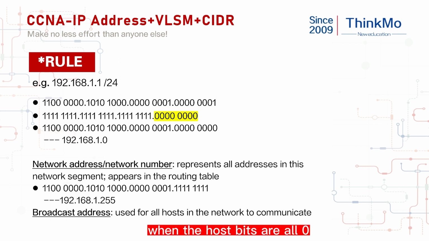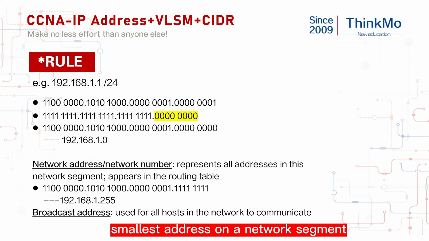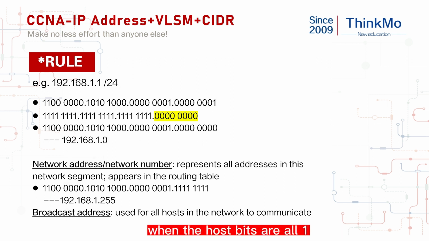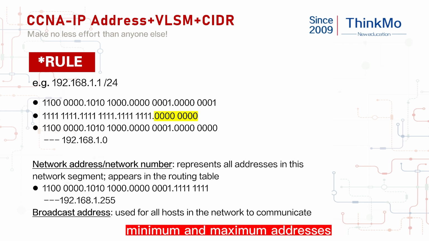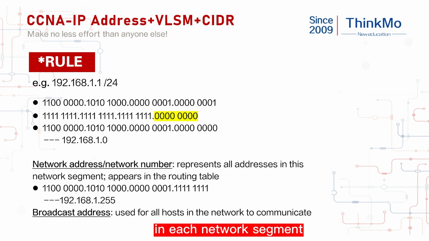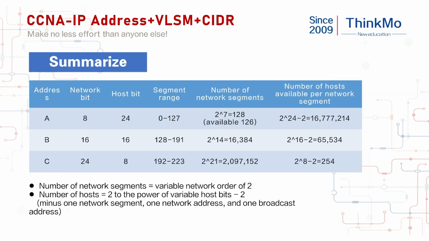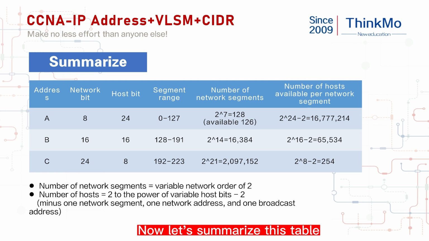When the host bits are all 0, this happens to be the smallest address on a network segment. When the host bits are all 1, this happens to be the largest address in the entire network segment. The minimum and maximum addresses in each network segment cannot be configured on the interface. Now let's summarize this table.